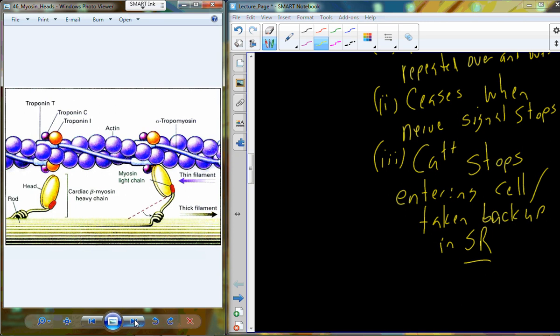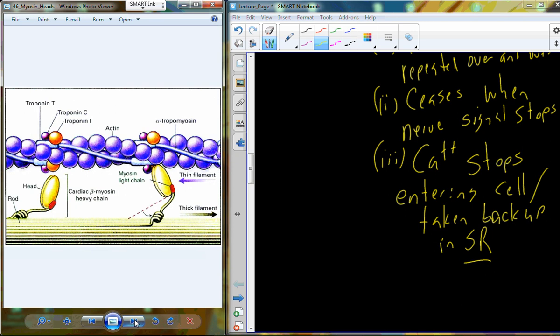We don't want that to happen all the time, so I want to regulate when that becomes possible. We only want to have that happen when we have a high nerve signal. And what happens with our high nerve signal? So I just told you, our nerve signal causes what to happen to the cell? High levels of calcium. That calcium interacts with this protein right here called troponin.